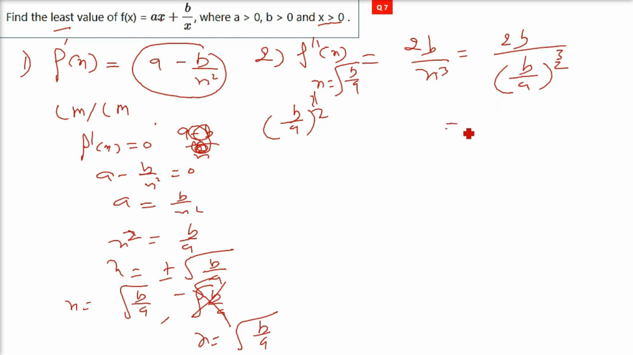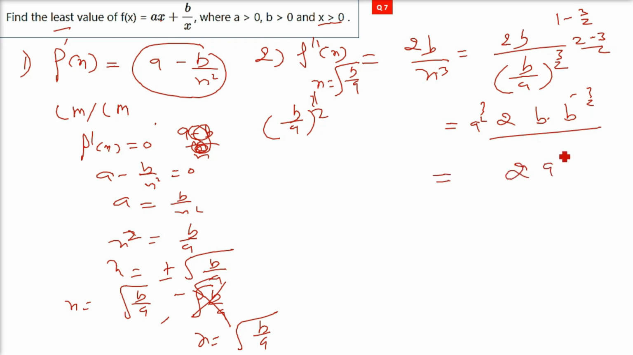You can just take these, with the negative sign in the numerator. Combine this b raised power 1 with b raised power minus 3 by 2. 1 minus 3 by 2 is of course minus 1 by 2. It will come down. A of course goes up. It's a denominator of the denominator, so it will be positive. So a raised 3 by 2. So twice a raised 3 by 2 and b raised 1 by 2 in the denominator. So this is the final double differentiation you have got.